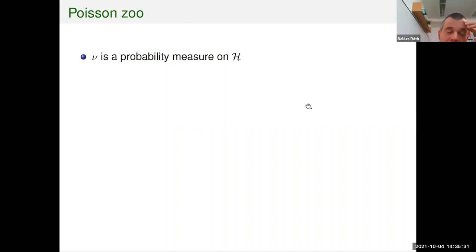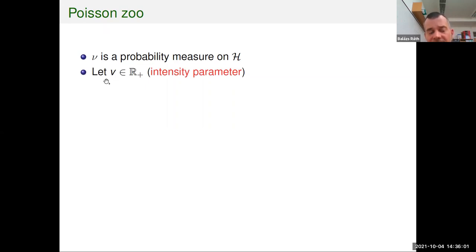So Poisson zoo. So now that I defined animals, I want to define the Poisson zoo, which is going to be a percolation model. Namely, let's consider nu, a probability measure on the set of animals rooted at the origin. So just a random finite connected subset of Z^d that contains the origin. So the law of that is nu.